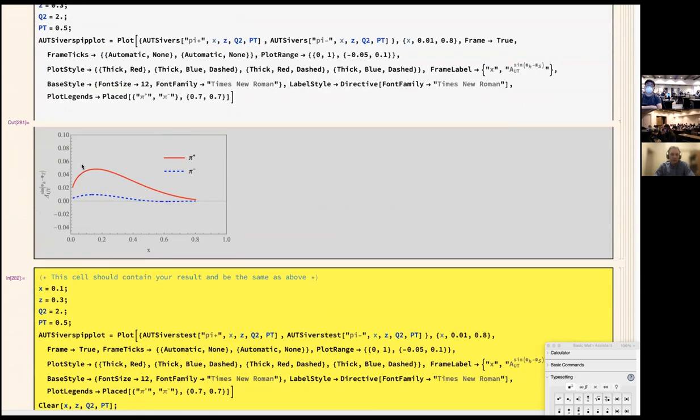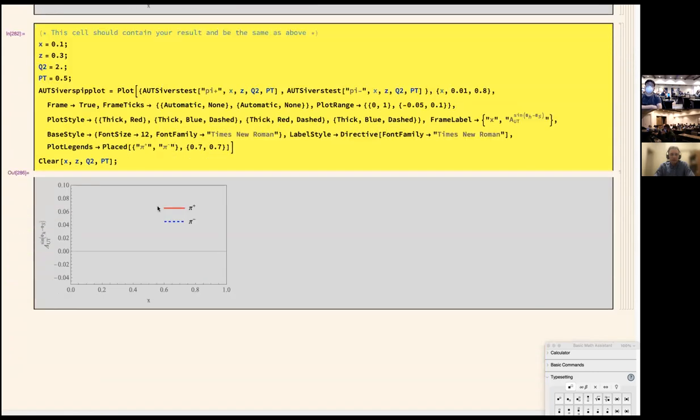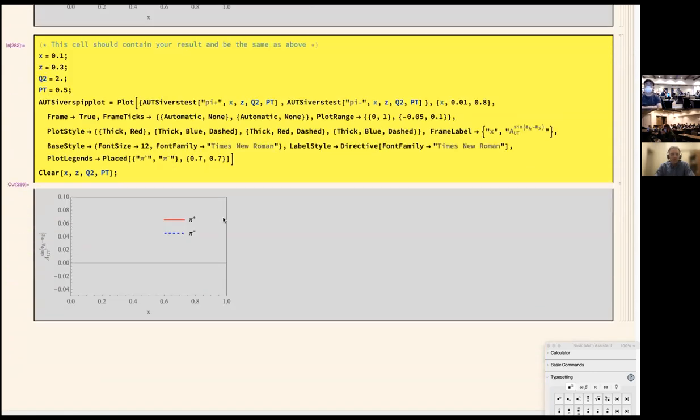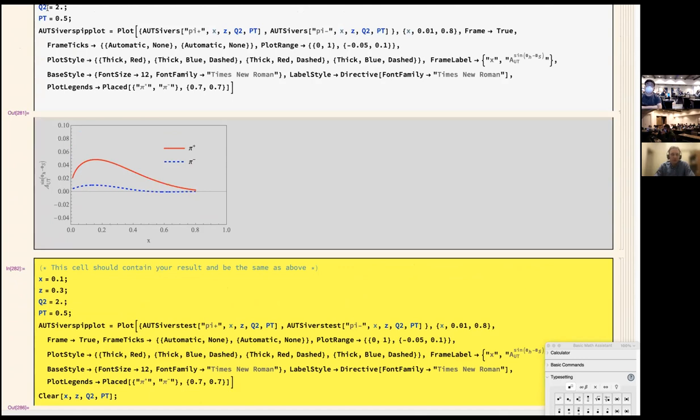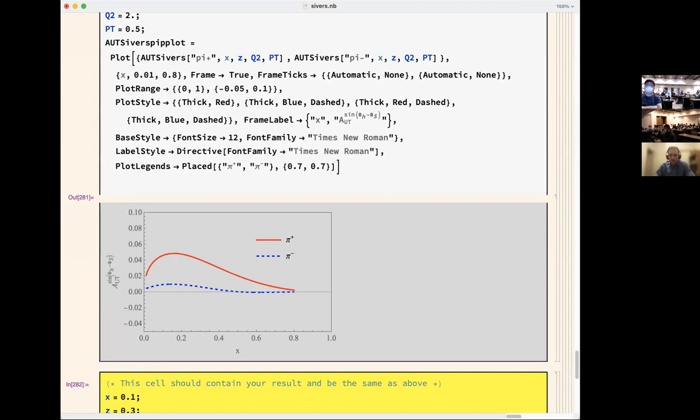And then here's the result from the package, and here there will be results from your calculation, and they should coincide. And this is what I think everybody who has access to Mathematica should be able to reproduce. It will teach you more or less how to do these computations in Mathematica effectively.